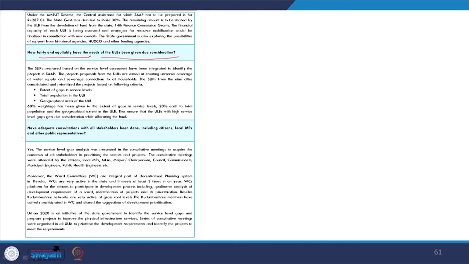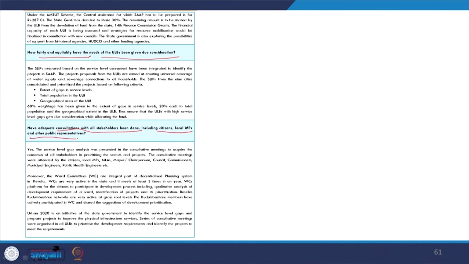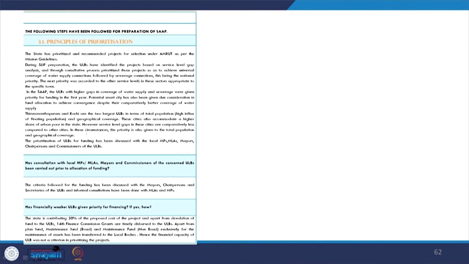Further, we see another important component: has adequate consultation with all stakeholders been done? As we see, this is a reverse process which we are following; we are coming from the bottom-up approach. So it also ensures how the consultation of the different stakeholders has been done, and how the citizens, local MPs and other public representatives have been engaged in the process.